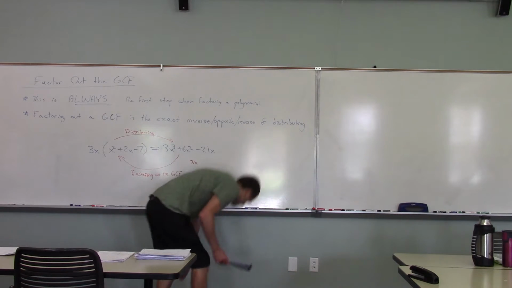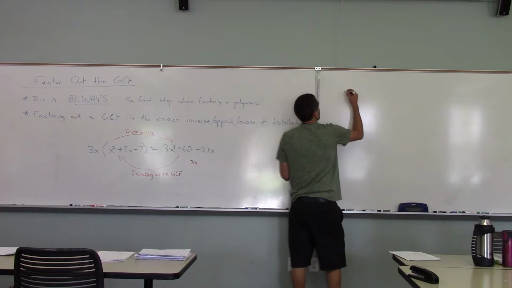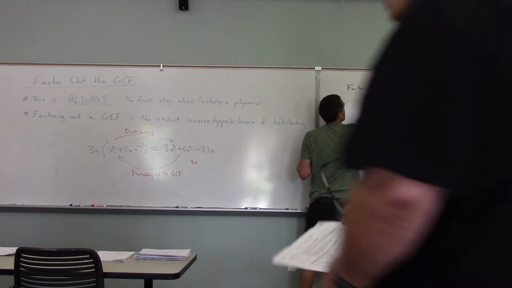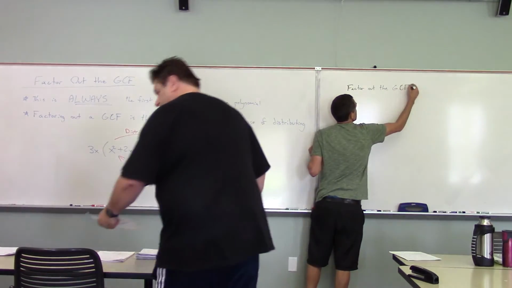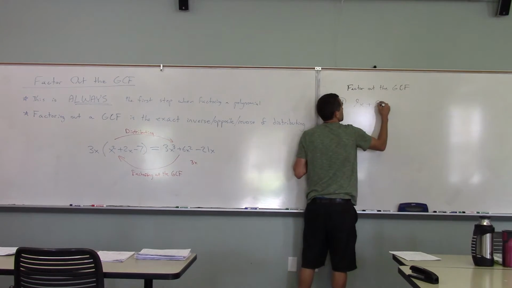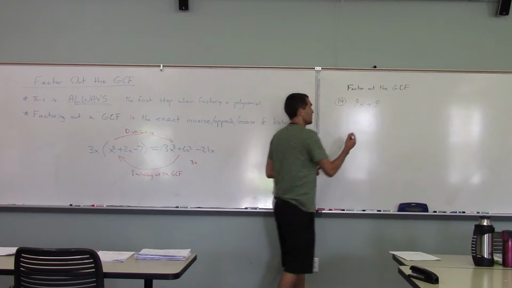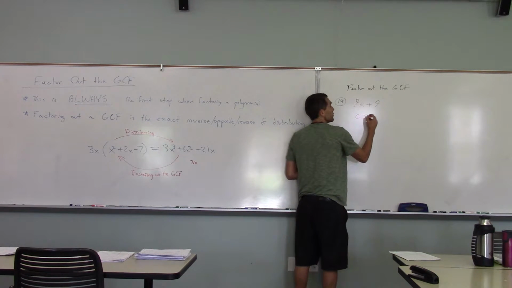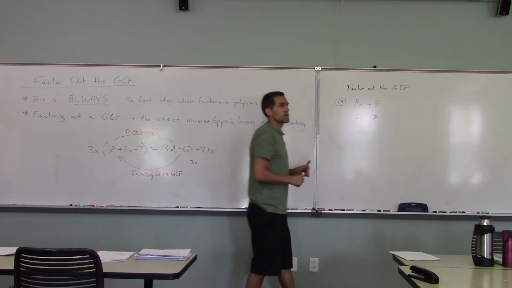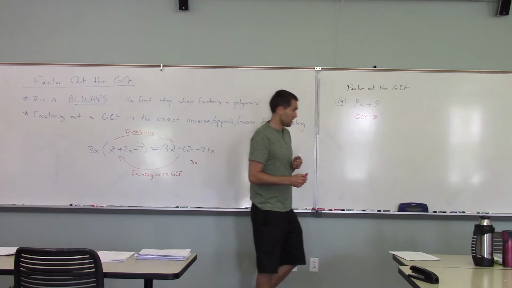So here's an example. Number 14. Instructions are factor out the GCF. Problem 14 is 9x plus 9. What's the GCF? 9x? The GCF wouldn't be 9x in this case because this one doesn't have an x, it's just 9. So after we find the GCF, that will be 9 times x plus 1.